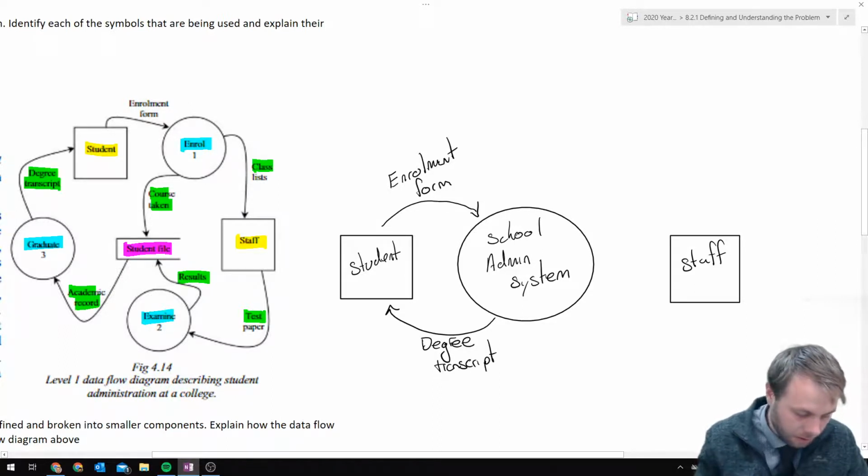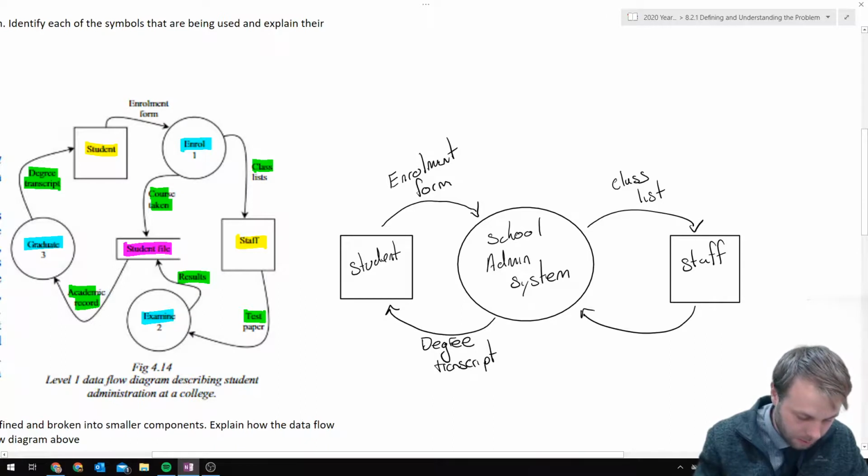And then on the other side, let's have a focus in on the staff member. Being given to the staff member is a class list, and the staff member gives to the system test papers.